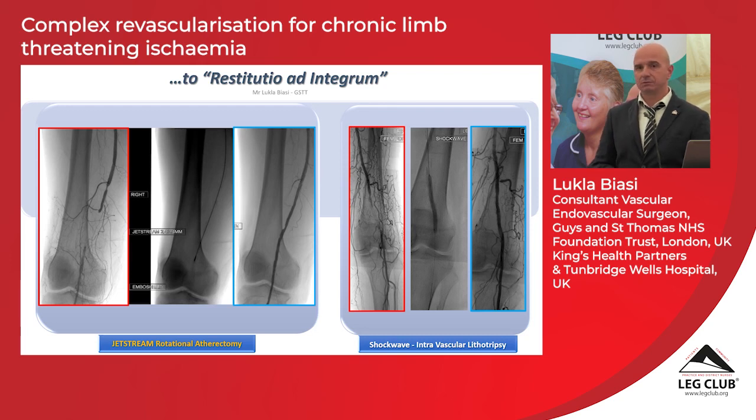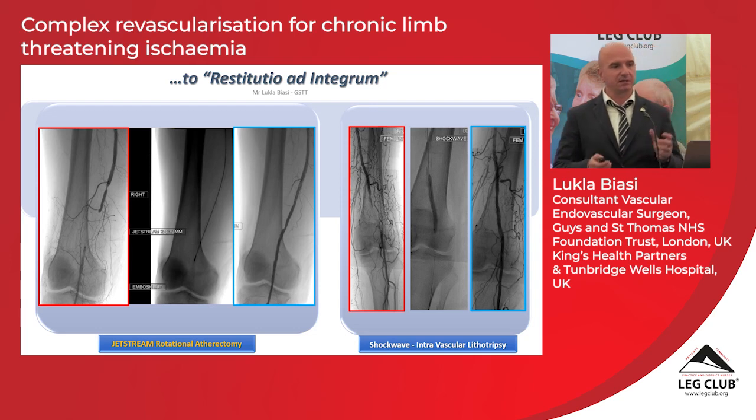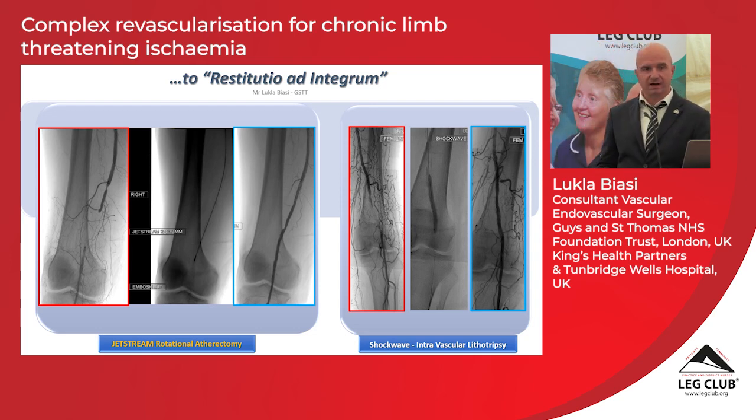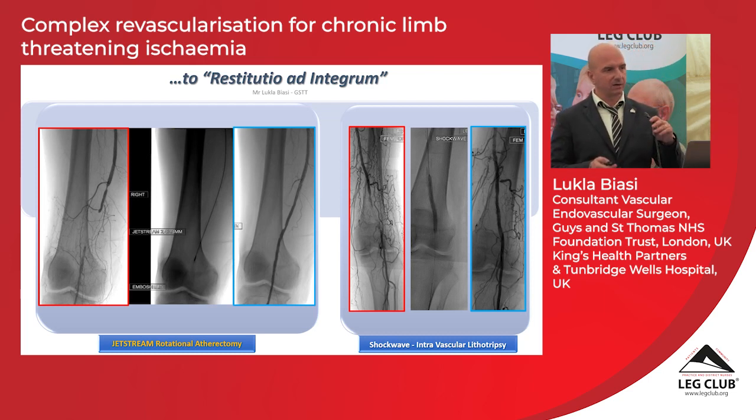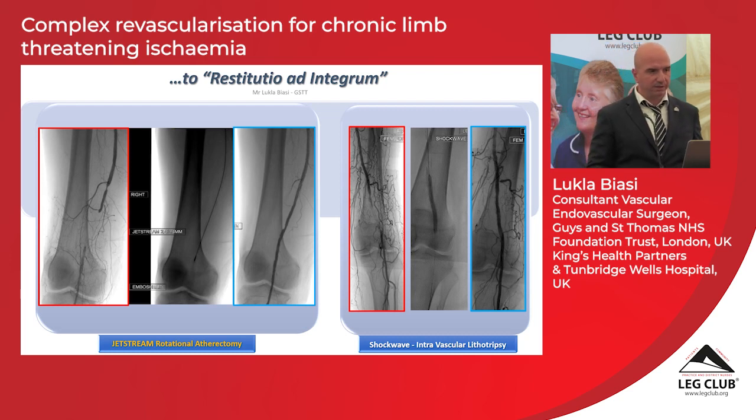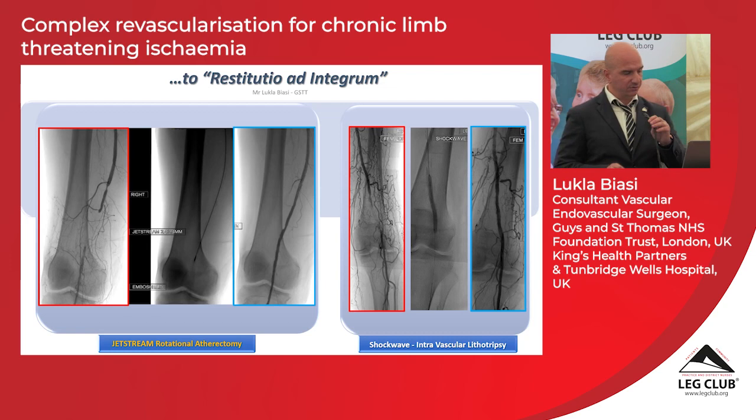There are two ways of doing that. One is rotational atherectomy, and the other is intravascular lithotripsy. I will just touch base with you on that in the next slides. Although they are quite technical and specialistic, I would like to take you with me in the cath lab and in the operating theater to see what happens when we perform arterial surgery.